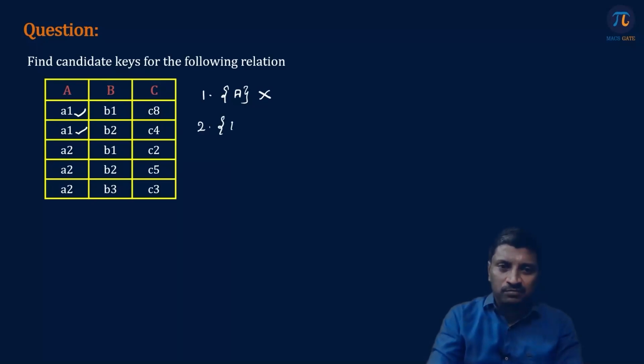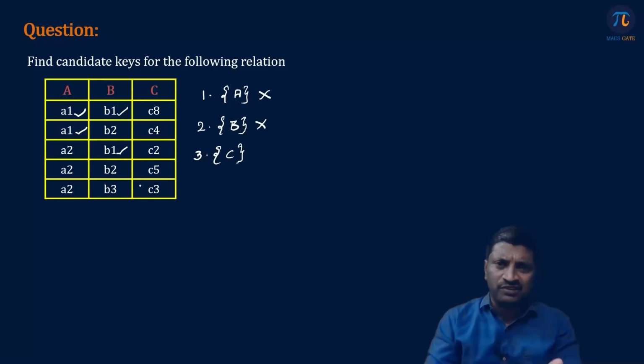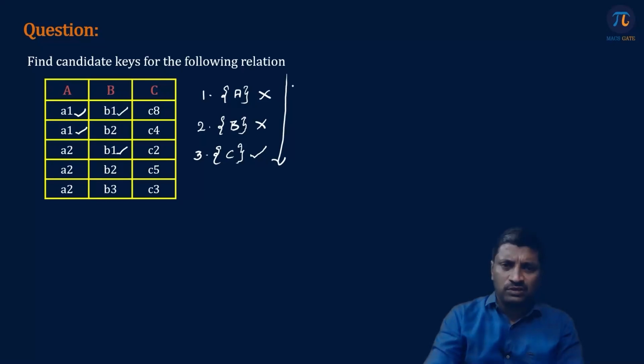What about B, sir? B1, B2, B1. So record 1 and record 3 both have the same values. So attribute B is not able to differentiate record 1 and record 3. So that's why it cannot be a candidate key. What about C, sir? C8, C4, C2, C5, C3. So all are 5 distinct. So it can differentiate the records and this is minimal. So it is an example of a candidate key.